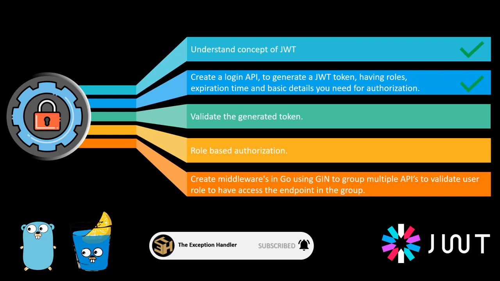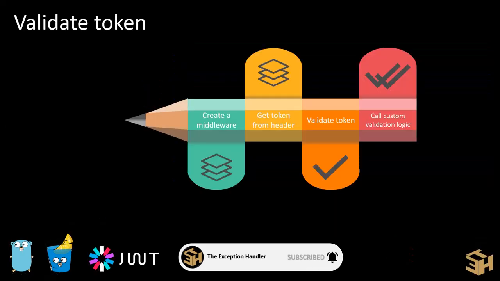Now in this part, we'll be understanding how we can validate the token that has been sent from the client side to our server. To validate a token, we have 4 basic steps: first, create a middleware; then get the token from the header; validate the token using the middleware; and then, if you have some custom logic to validate the token, go ahead and execute that.